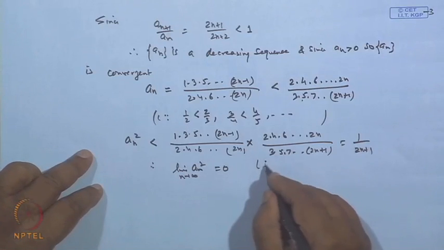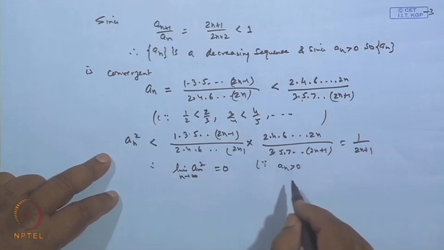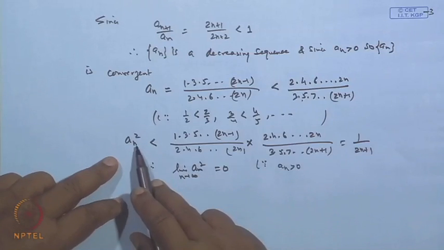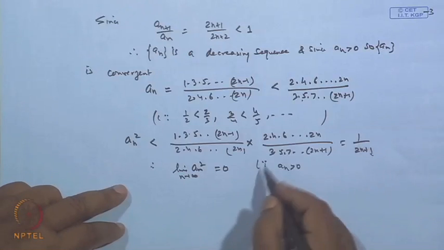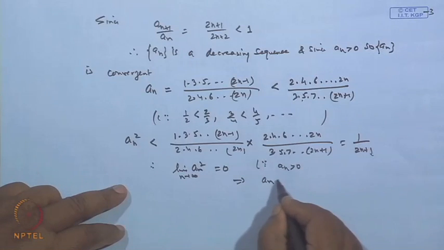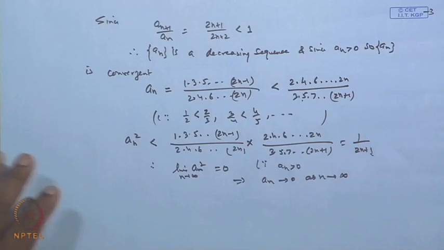because a_n's are positive. So, the limit cannot go negative, it can go at the most to 0, and a_n square is less than this. As n is sufficiently large, the limit is tending to 0. So, it means the a_n limit must go to 0 as n tends to infinity. So, that will be the answer for this. Okay. So, this is what.